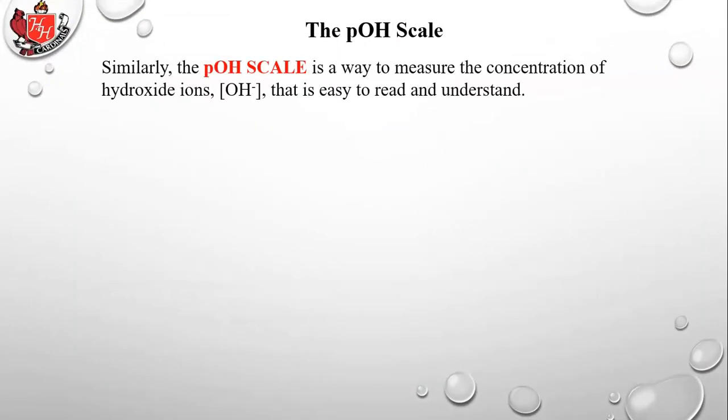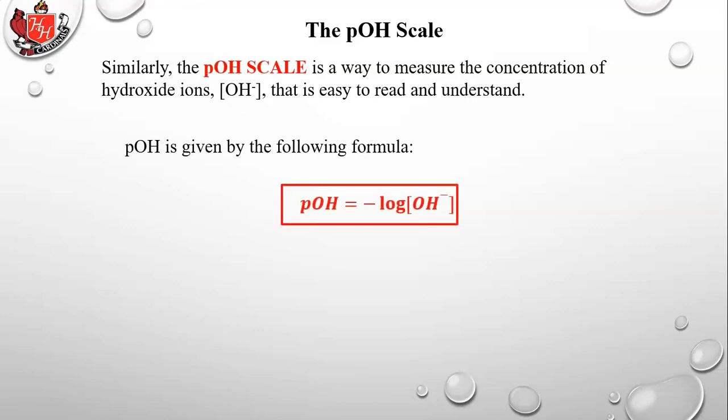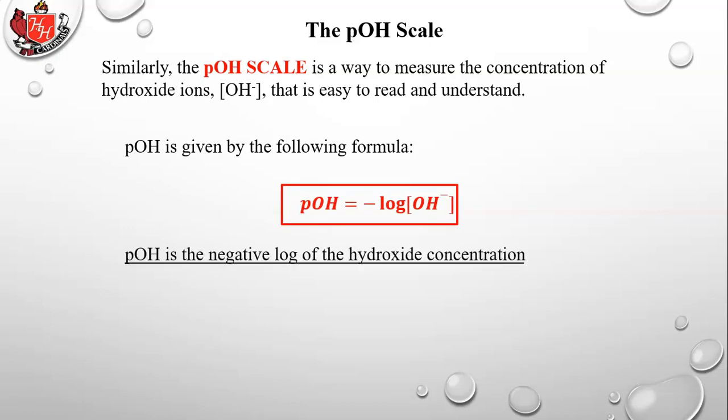Similarly, the pOH scale is a way to measure the concentration of hydroxide ions, OH-. Remember, hydroxide ions, OH-, represent bases, a basic solution, and hydronium, what we were just talking about, represents an acidic solution. So a concentration of hydronium ions that is easy to read and understand. So pOH is given by the same formula, except you replace H3O+ with OH-. So pOH is the negative log of the hydroxide concentration. P means negative log of.